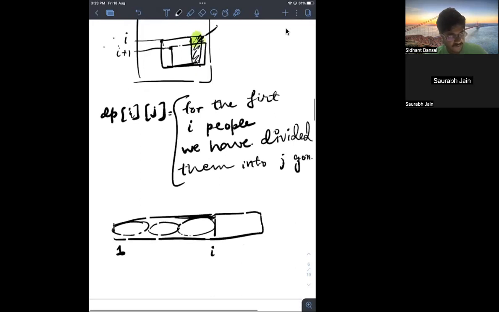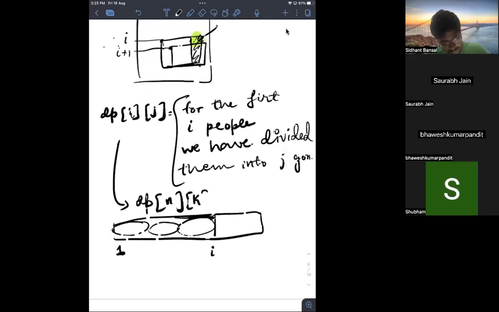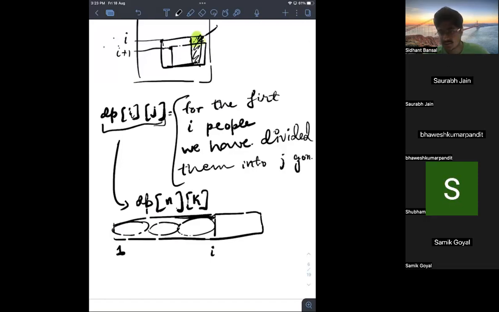In this case, if you could construct DPIJ, then you can see that our answer will be stored in DPNK. That for the first n people, that is all the people, what is the cheapest way to divide them into gondolas? Right. So given this definition of DPIJ, can you come up with the recurrence?